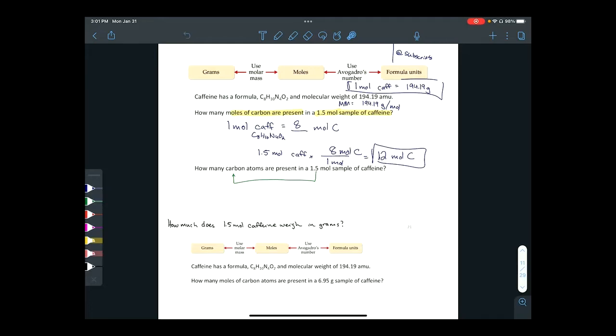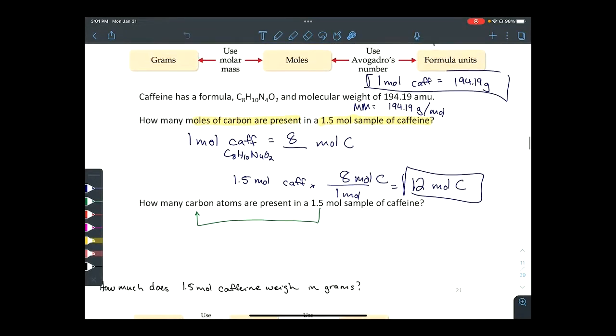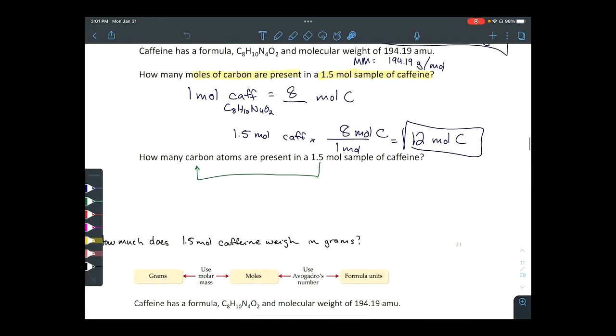So let's practice this. We were given the formula for caffeine here, and we looked at, okay, if we are given 1.5 moles of a sample of caffeine, how many moles of carbon are there? So we're looking at the whole molecule of caffeine to carbon. So we came up with this conversion factor: 1 mole of caffeine, based upon the chemical formula, is 8 moles of carbon. And so we get that this particular sample has 12 moles of carbon.